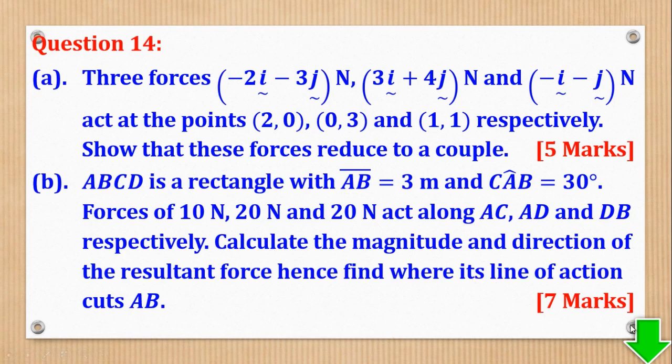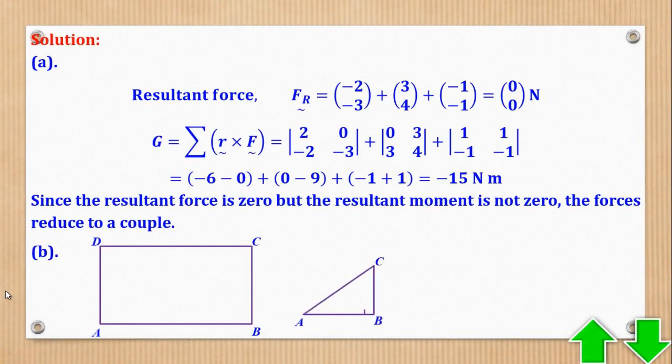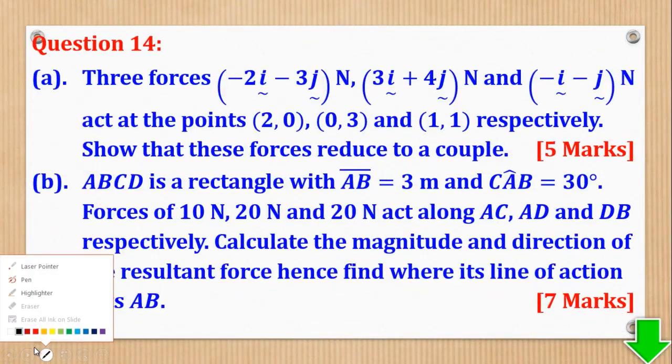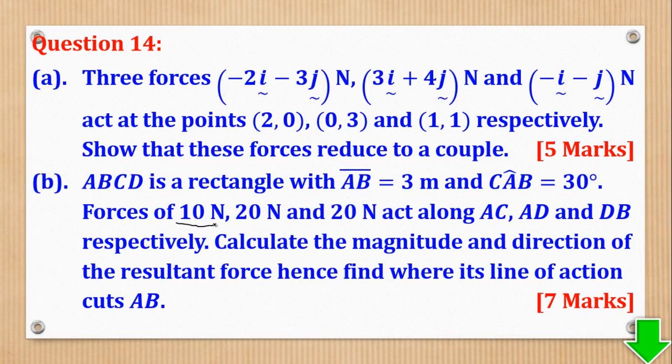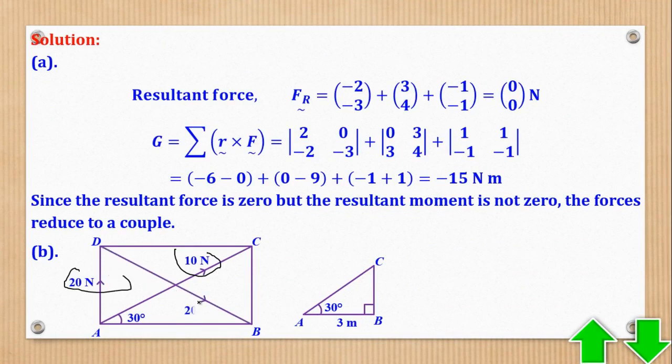So here we shall first illustrate with a diagram. So we come and draw a rectangle. Then we shall put the forces. If you look at this, this one corresponds with AC. So we shall put 10 newtons in the direction AC, then 20 newtons in the direction AD, and 20 newtons in the direction DB. So you put AC 10, then 20 in AD, and also 20 in DB.